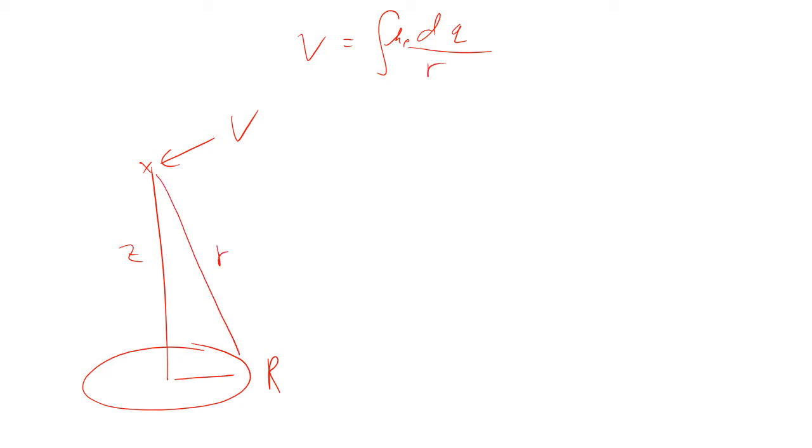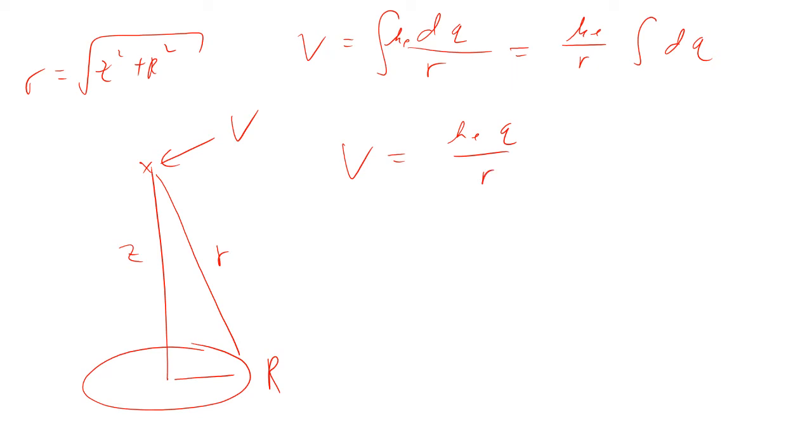Okay, so what is r? Well, r is the square root of z squared plus R squared. And so this comes out to be, well, gosh, that's a constant, because R is a constant, z is a constant. So that means this is just k sub e over r times the integral of dq. Well, that's going to mean that this is just k sub e q over r. So in other words, this is going to be k sub e q over the square root of z squared plus R squared. Bam. Done.